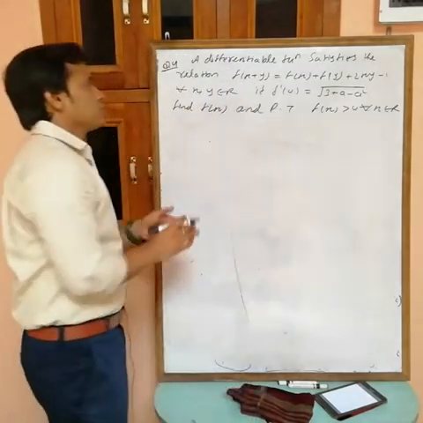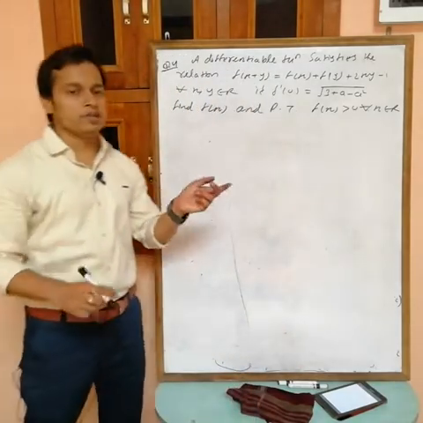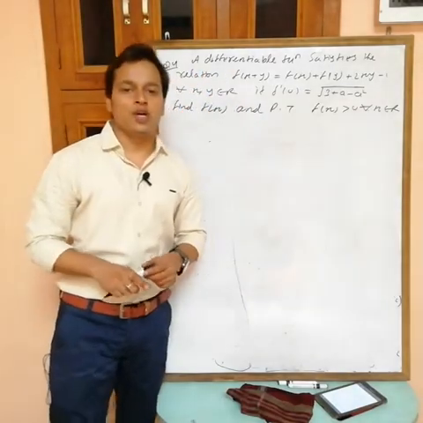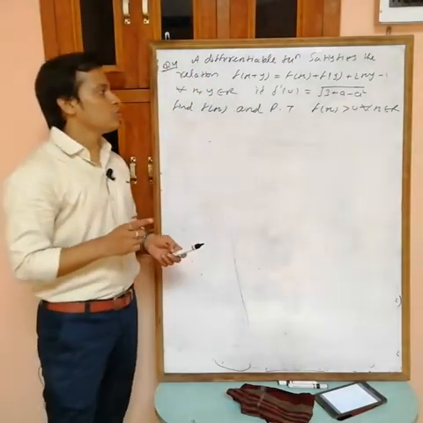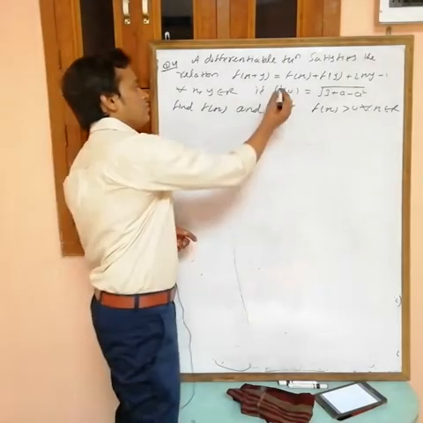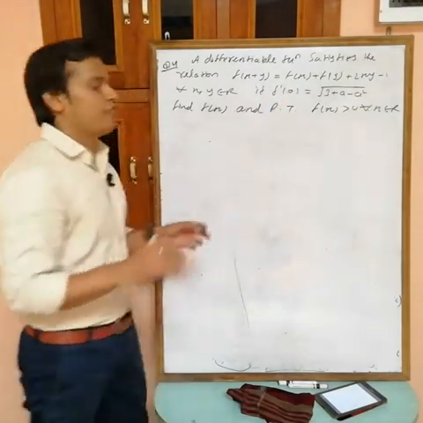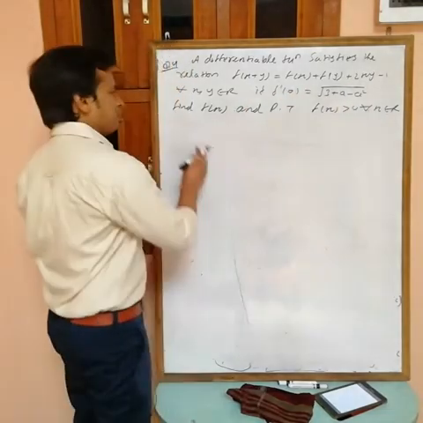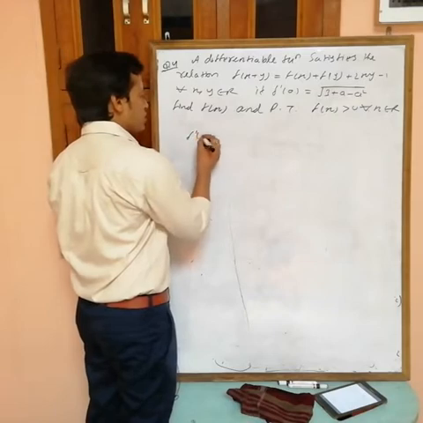Okay, now the next question is a differentiable function. There is a differentiable function f(x) which satisfies the relation f(x+y) = f(x) + f(y) + 2xy - 1 for all x, y belonging to R. f'(0) is given, then he is saying to find f(x) and prove that f(x) is always positive. So same, use f'(x).